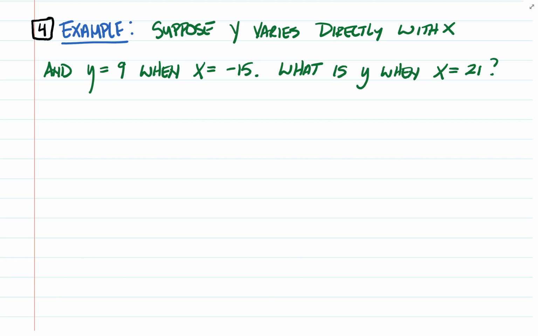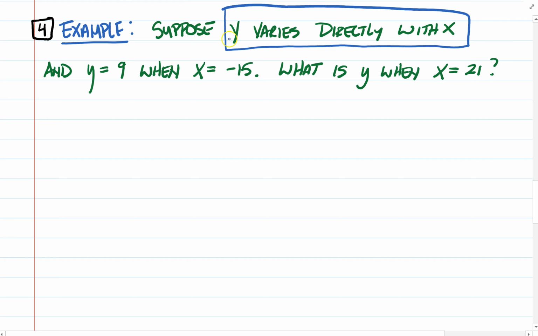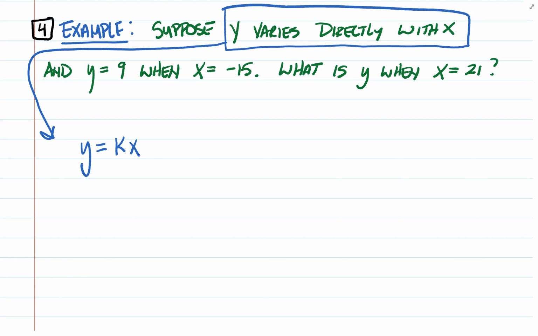It says, suppose that y varies directly with x, and you know that y is equal to 9 when x is equal to negative 15. What is the value of y when x is equal to 21? There's a very, very important part that I want you to get out of this. Whenever you see this phrase, y varies directly with x, you immediately write down that y is equal to k times x. That is the mathematical equivalent statement of y varies directly with x. That's the first thing you have to do.